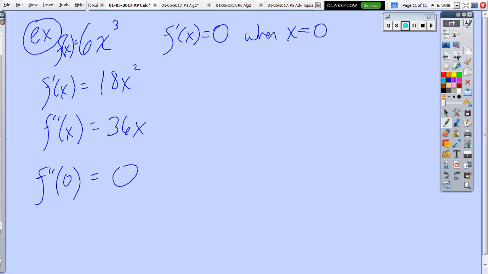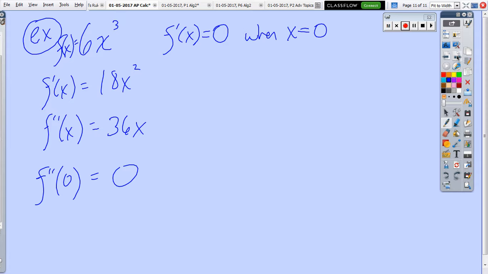What if f double prime does equal 0? What does that mean? So that means you have to switch to the first derivative. That's what we're going to focus on now. So let's do that. Wait, so you don't know what the max or min is? Well, that's what we're going to go over now.